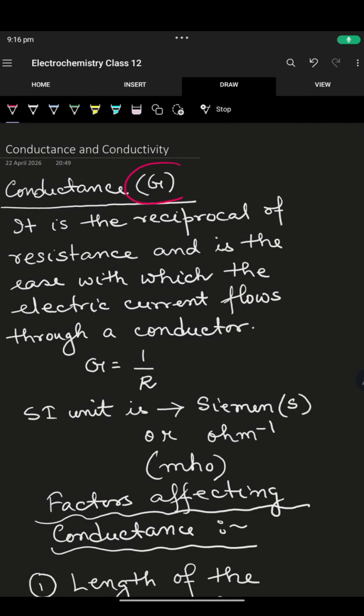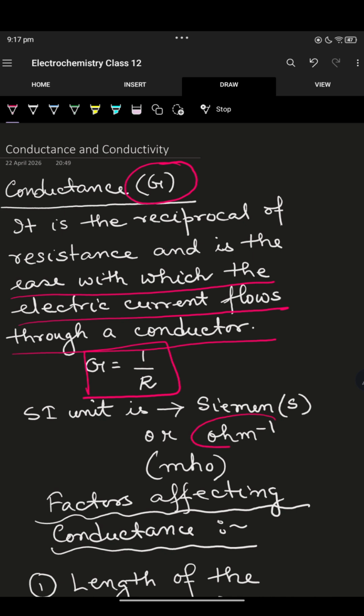Conductance is denoted by G, and it is the reciprocal of resistance. This is G is equal to 1 by R, and it is the ease with which electric current flows through a conductor. So the SI unit of conductance, since SI unit of R is ohm, is ohm inverse or mho, MHO. And it is also Siemens or capital S.